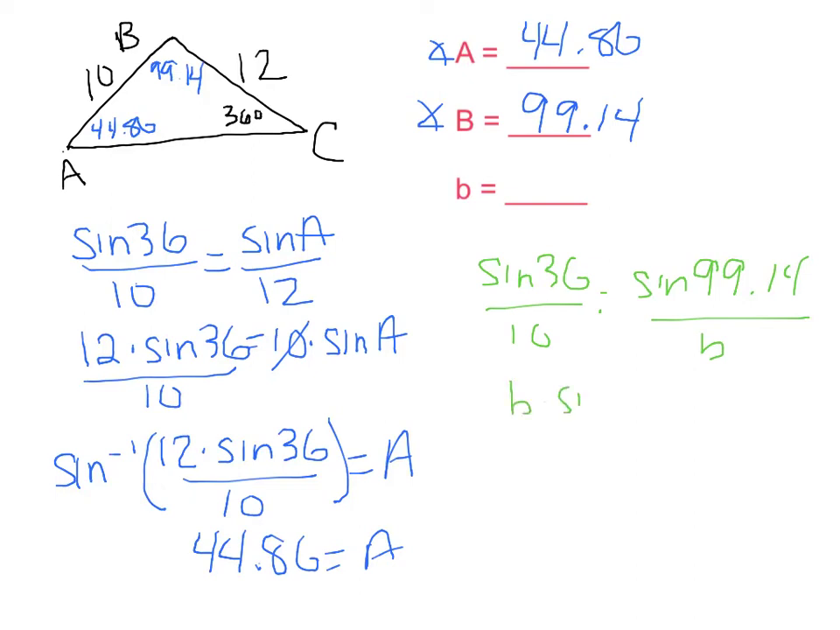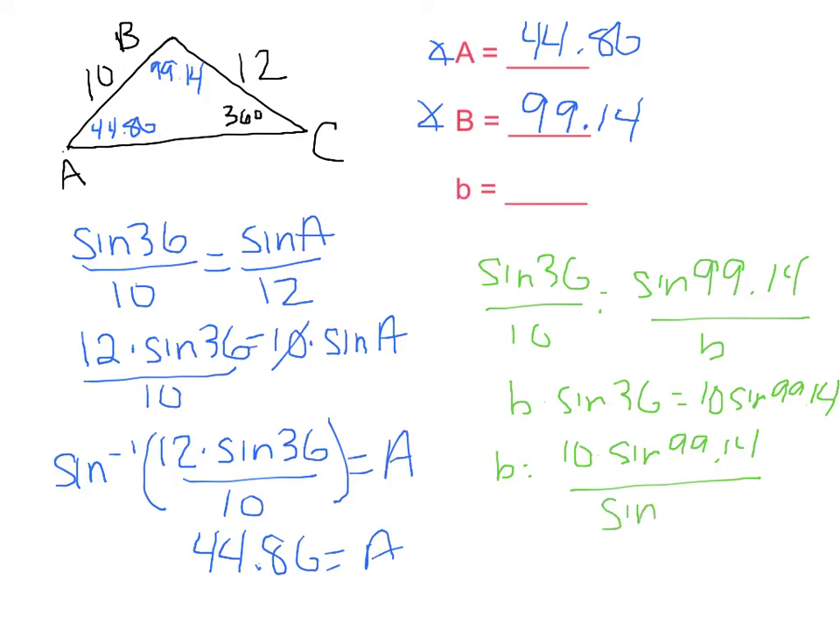So we cross multiply. B sine 36 is equal to 10 sine 99.14. We divide. B is equal to 10 times sine 99.14 over sine 36. Again, put all of this in your calculator in one fell swoop, and when you do that, you get that B is equal to 16.80 when you round. 16.80, and we have now solved this triangle.